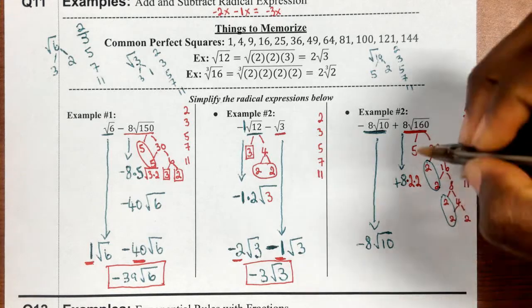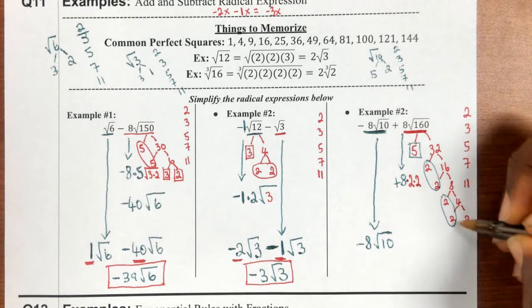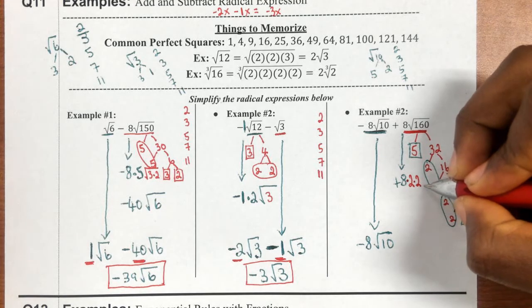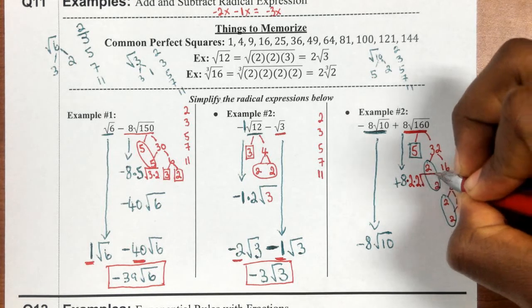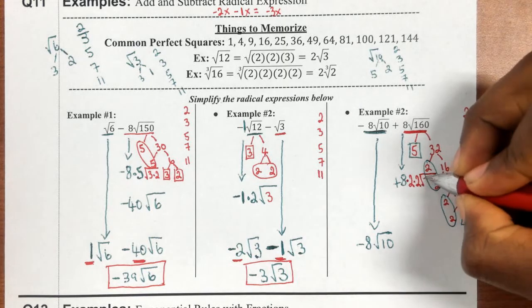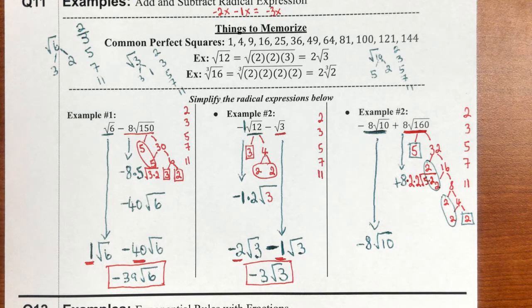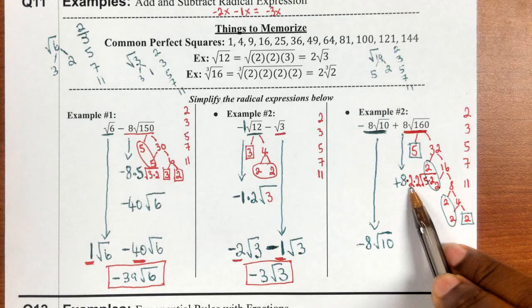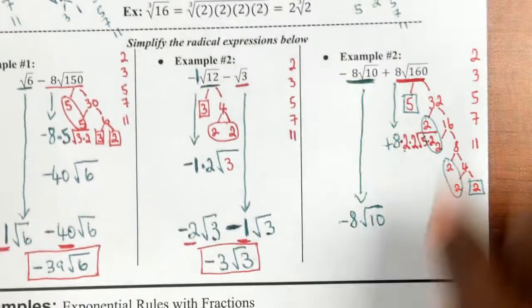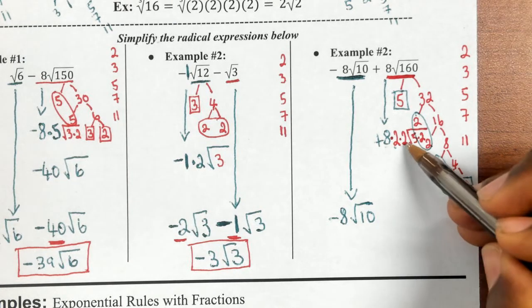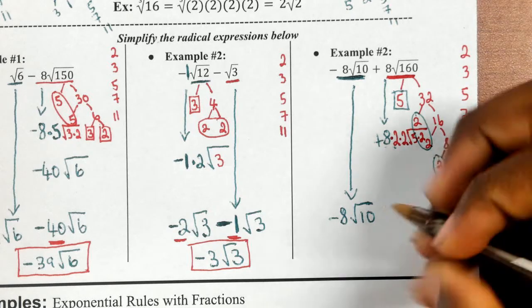So I have a single 5 and a single 2. So that means I have a single 5 and a single 2 underneath my square root. I should have written it with a little bit more space. So a single 5 and a single 2 underneath that square root. Okay? So now I'm going to go ahead and multiply. So 8 multiplied by 2 is 16. 16 multiplied by 2 is 32. Okay? So again, on the outside right here, when I multiply all of these, I would get 32.